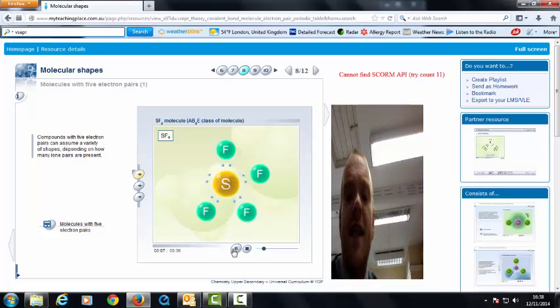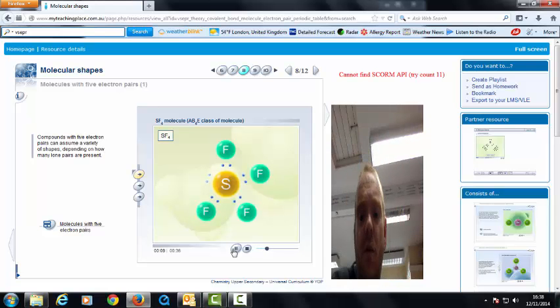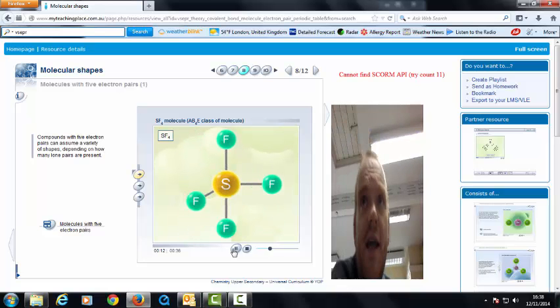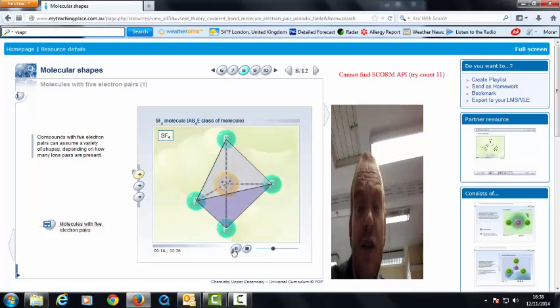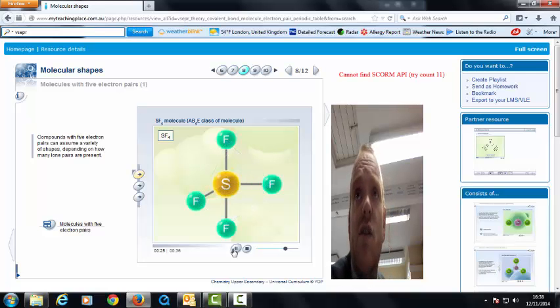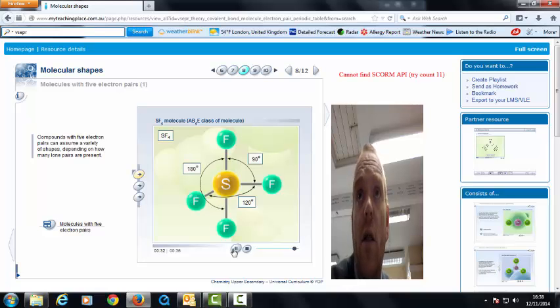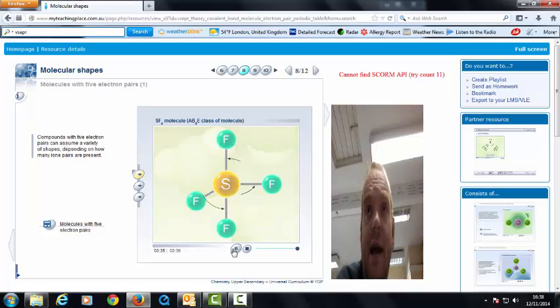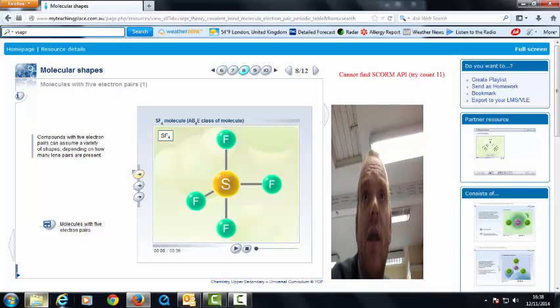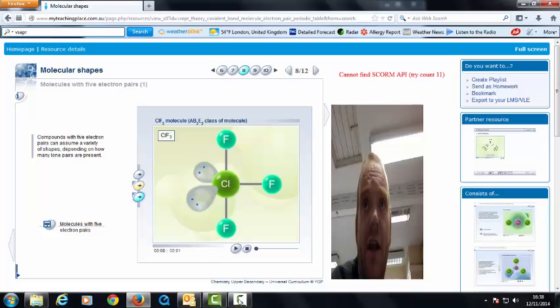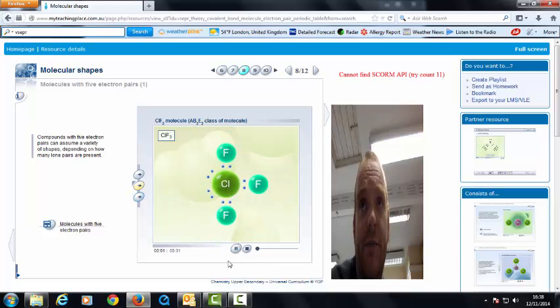Okay, we can look at some extreme examples, so rarer examples. So this one is SF4. So we would ideally have 5 electron pairs. So we've got 4 bonding pairs and 1 lone pair. So we would ideally be looking at a trigonal bipyramidal structure, with a bond angle of 90 degrees and 1 bond angle of 120. Okay, however, because we've got the lone pair arrangement, we're reducing that bond angle.